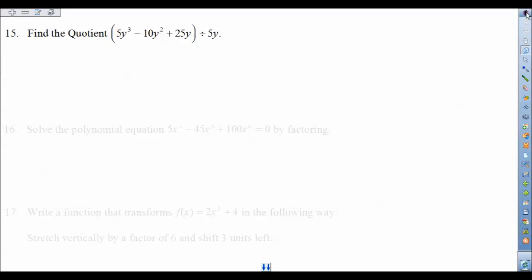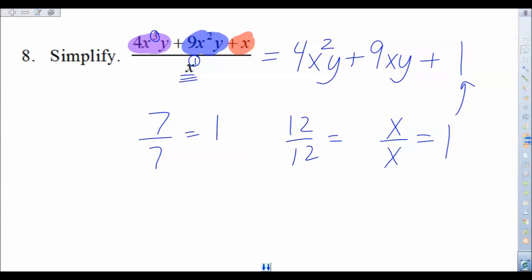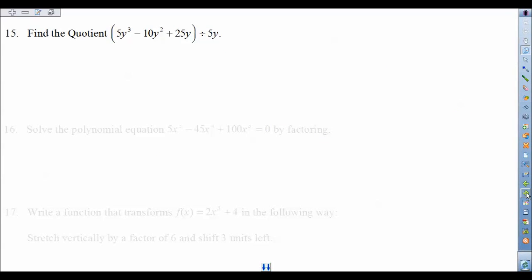Alright folks, let's pick up where we left off here with number 15, finding a quotient. This is extremely similar to the last problem we had back on number 8, where we were dividing each one of those three things on top by x. So we're going to be after the same thing here. They just wrote it differently. Really, you could think of this whole thing as being divided by 5y and just not even having that right there. So we divide each one of those by 5y.